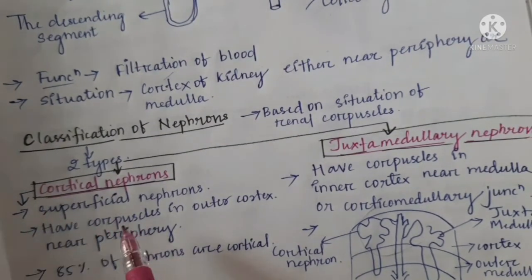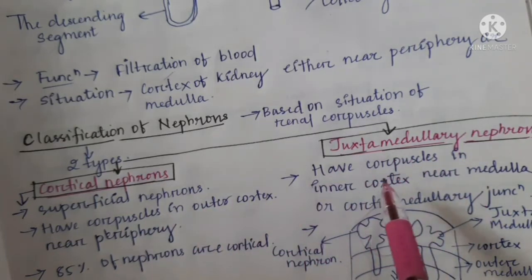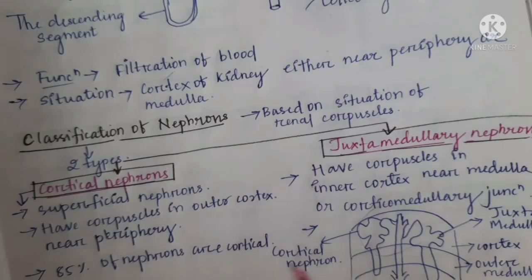The cortical nephrons are the superficial nephrons, and the juxtamedullary nephrons have corpuscles in the inner cortex or near the medulla region, or corticomedullary junction. But the cortical nephrons have the corpuscles near the outer cortex or near the periphery, and most of the nephrons are of cortical type. That is 85% of nephrons are cortical and 15% of nephrons are juxtamedullary nephrons.